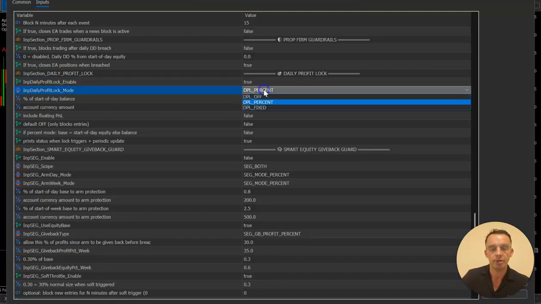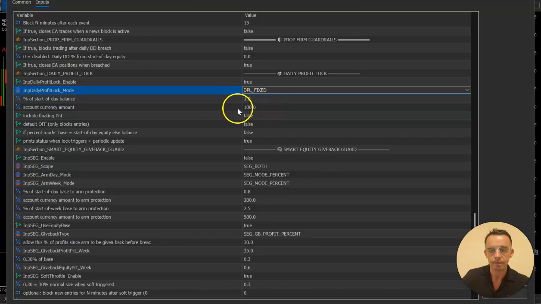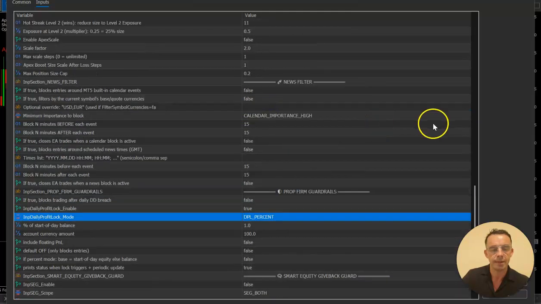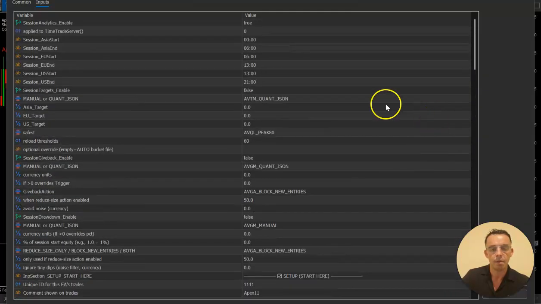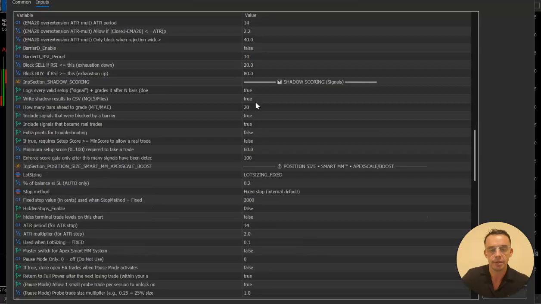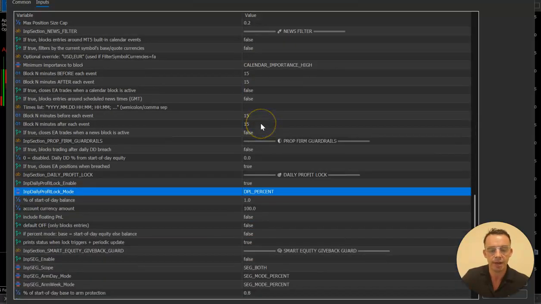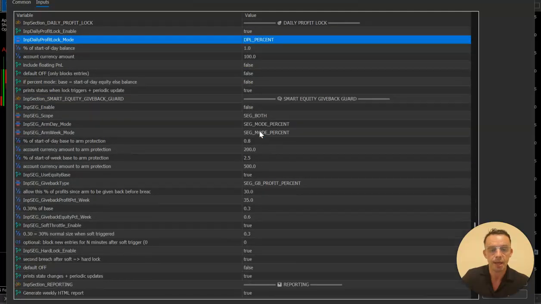This is what you want to be doing here, just setting this and targeting either a fixed amount a day or percentage a day. Again, once the AlgoVault Quant and Apex11 engine has enough data from trade history, then session targets and profit targets will all be simply automated. So that profit lock is just for starting out with the presets that are sent with the Apex11 system. And similar to the smart equity give back.